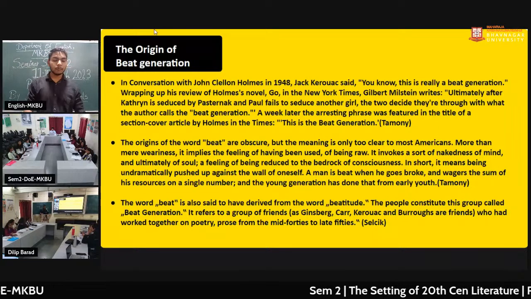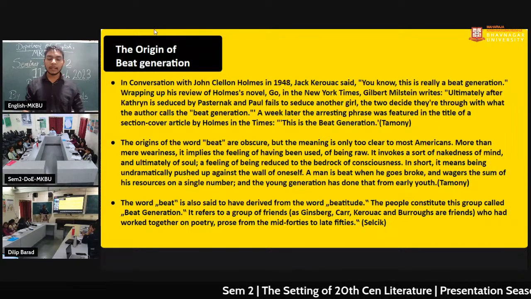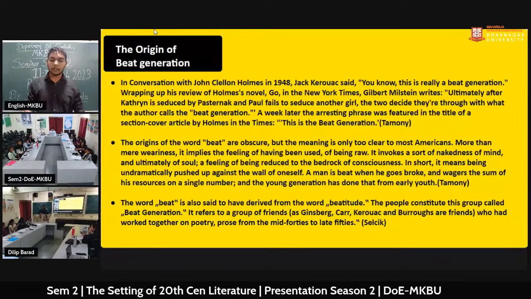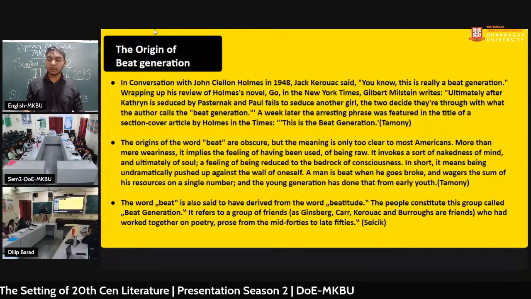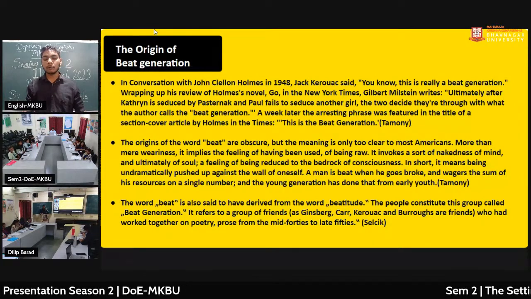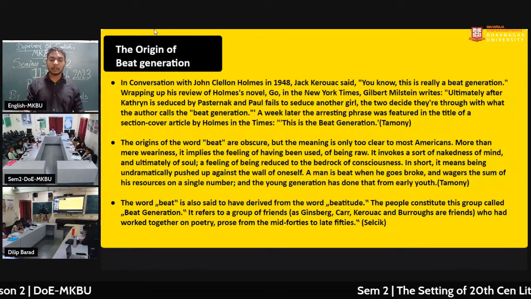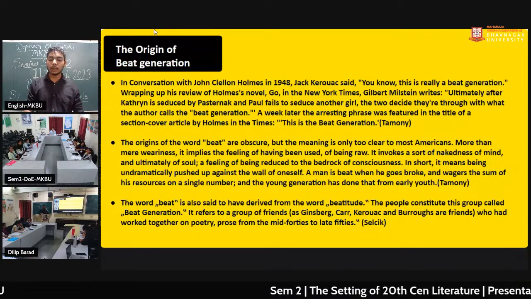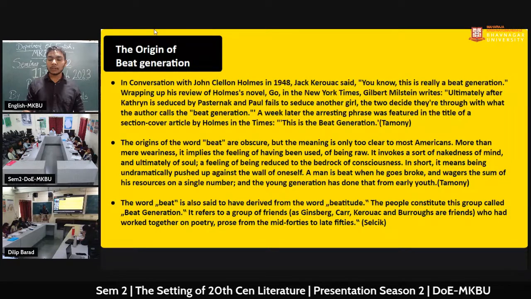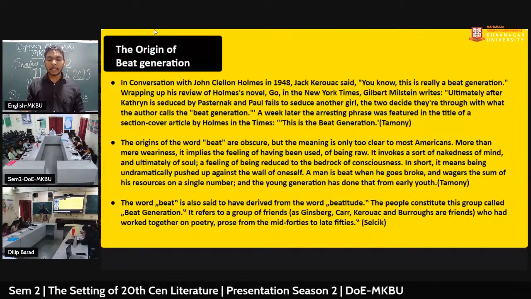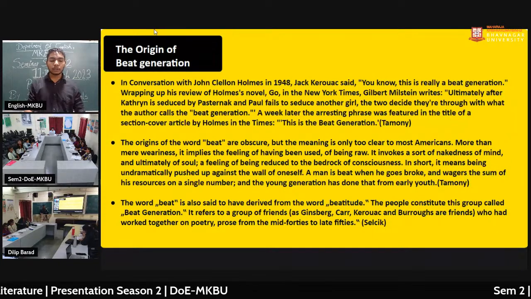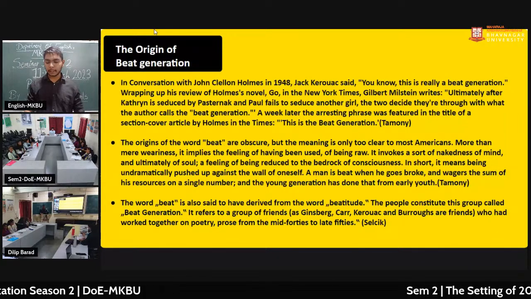The word beat is also said to be derived from the word beatitude. The people who constitute this group called the Beat Generation refers to a group of friends, the writers Ginsberg, Carr, Kerouac, and Burroughs, and their other friends who worked together on poetry and prose from the mid 40s to the late 50s.